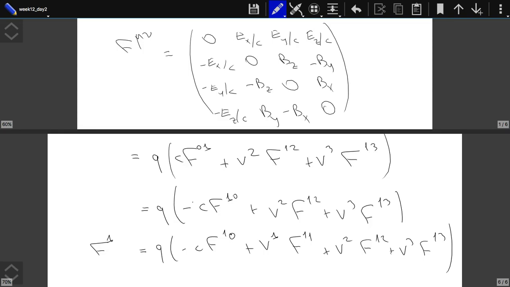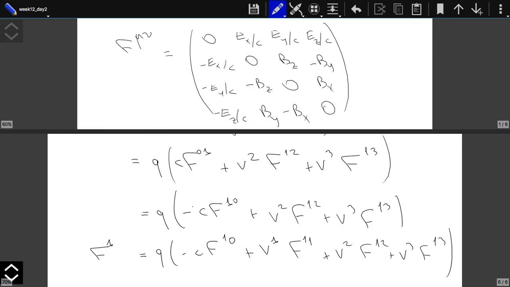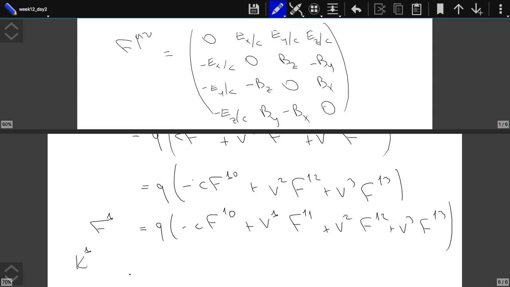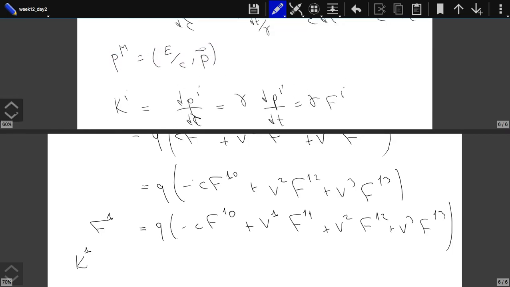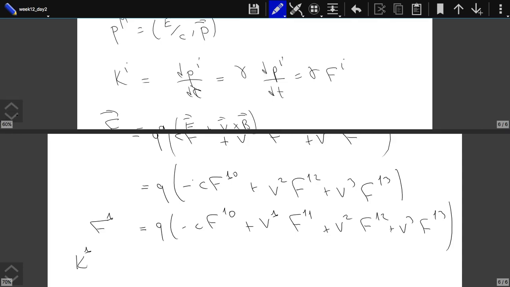That is F10. This is F1, the x component of the force. So K1, you see, K1 is nothing but, look at the above, Ki is gamma times Fi. So K1 is just gamma times F1, which is q times minus c gamma F10 plus vi F1i. I'm summing over i.